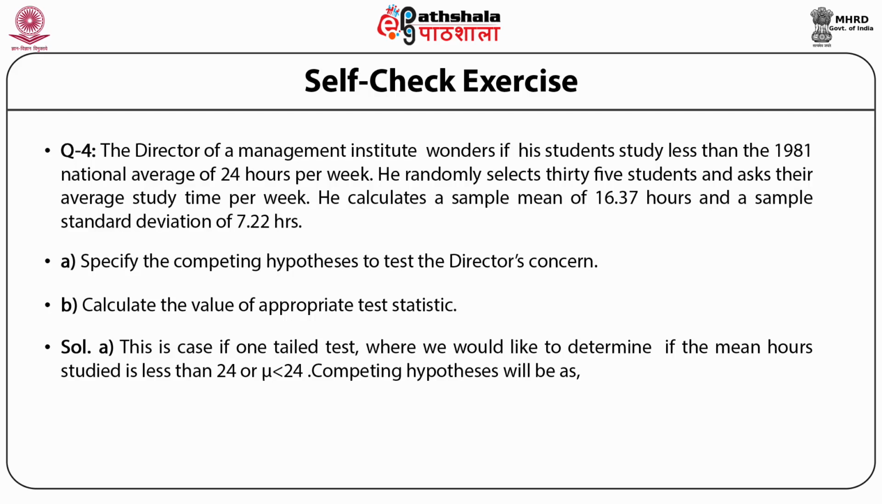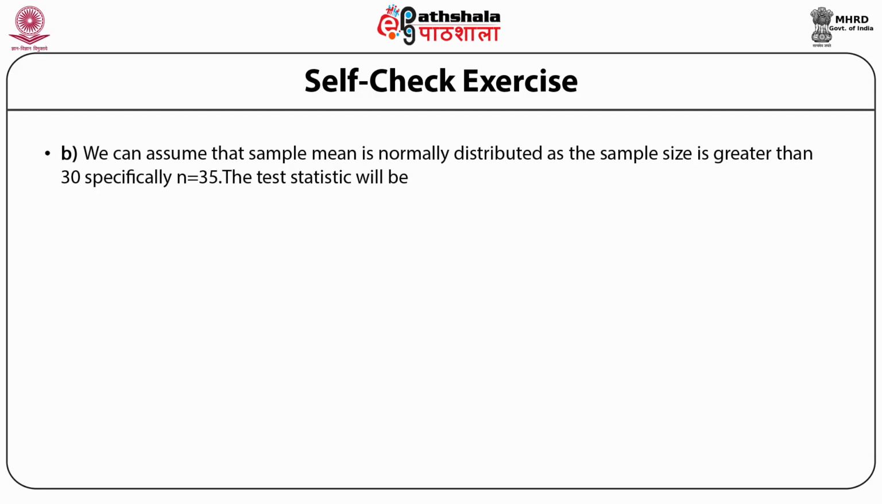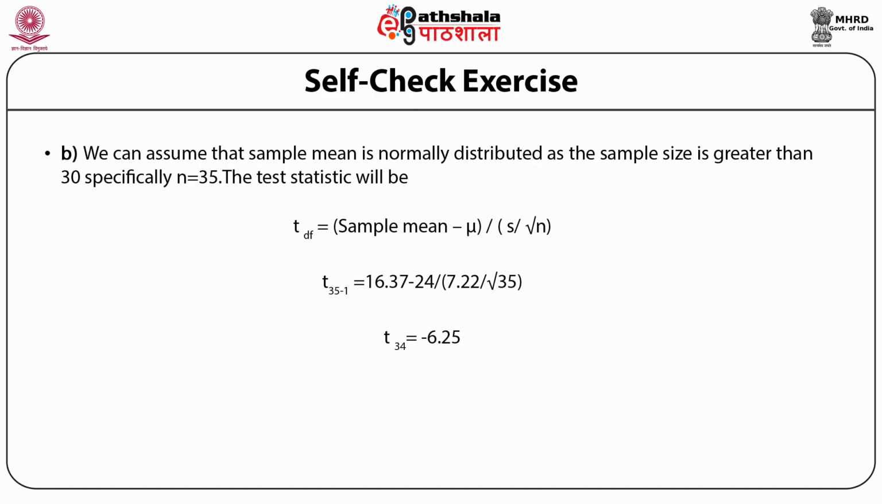Therefore, the competing hypotheses will be: the null hypothesis mu is greater than or equal to 24, and the alternative hypothesis mu is less than 24. The test statistic that we are going to use here is t, as the population standard deviation is unknown, with n being 35, which is greater than 30. The degrees of freedom are 35 minus 1. The test statistic is the sample mean minus mu naught, divided by the standard deviation over the square root of n. You get a value of t as minus 6.25.